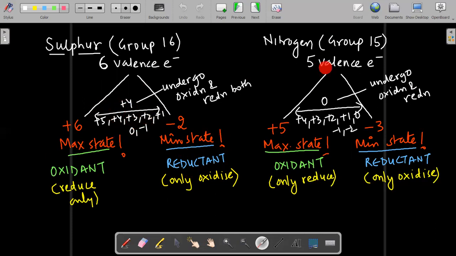Similarly for nitrogen that has 5 valence electrons, maximum state क्या हो गया? +5, and minimum state is -3. 5 - 8 करो, क्या आ जाएगा? -3. और जो ये इनकी बीच वाली states कौन सी हो गई? +4 से लेके -2 तक, है ना? तो when nitrogen is present in +5, it can only and only act as oxidant. In minimum state, it can only and only act as reductant. Intermediate states, बीच वाली states, it can undergo both. यहाँ पे it can act as oxidant as well as reductant. So ये एक चीज आती है for identification.